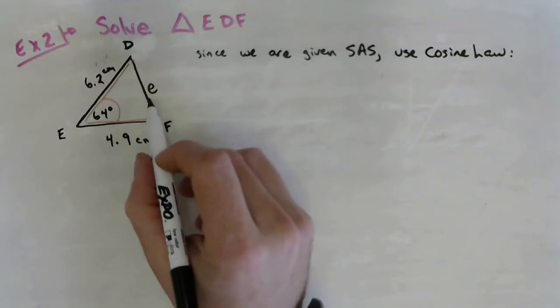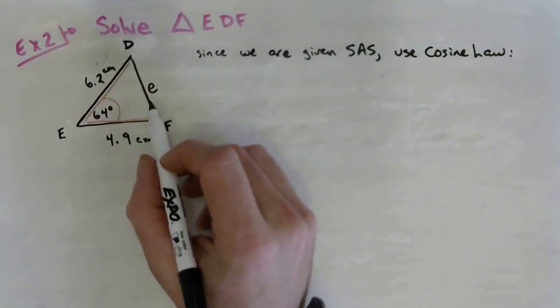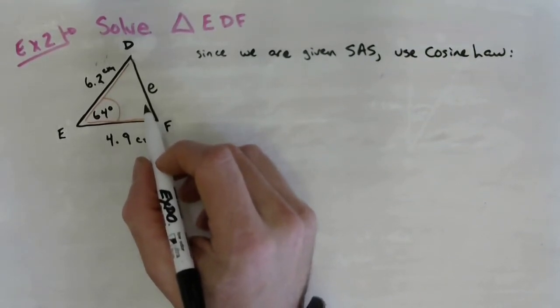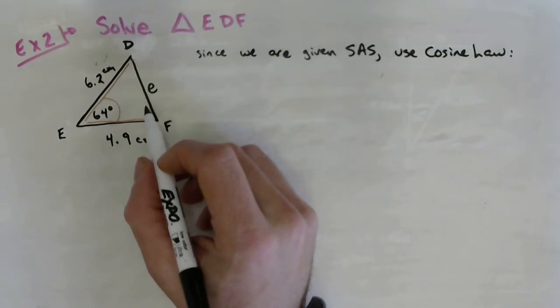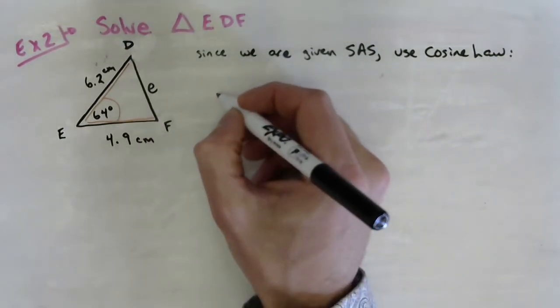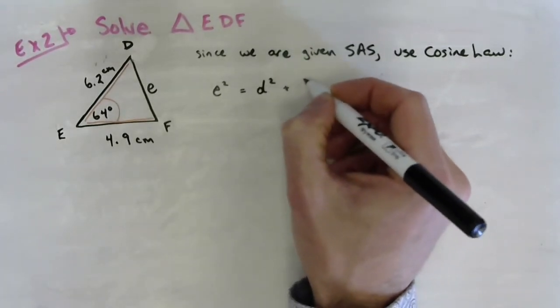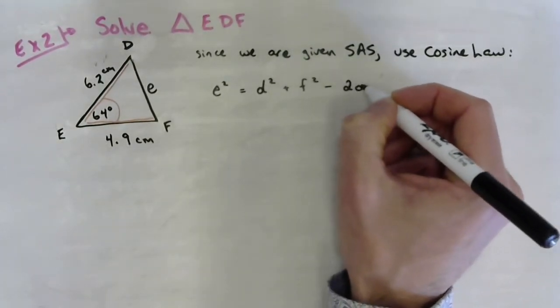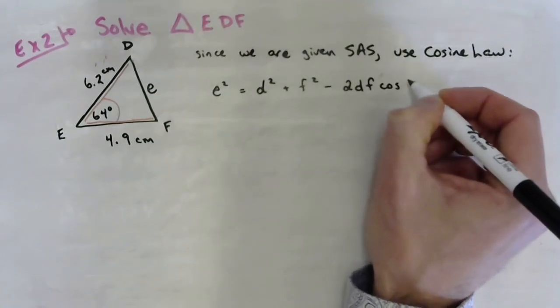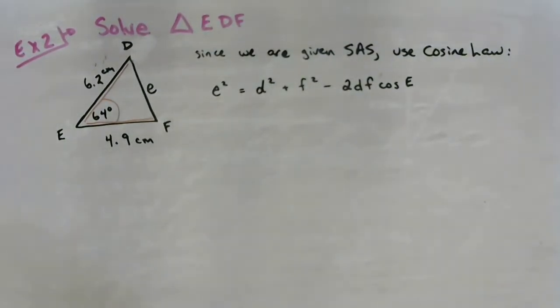All right, so I'm going to set this up solving for E. You go ahead and write the general form of the cosine law, solving for E, and then check the board to see how you did. Should look like this.